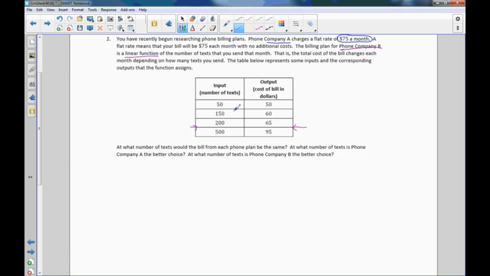So there's a rate of change going on here. So in order to find our rate of change, that is the same as our slope. Our rate of change is y2 minus y1 over x2 minus x1.